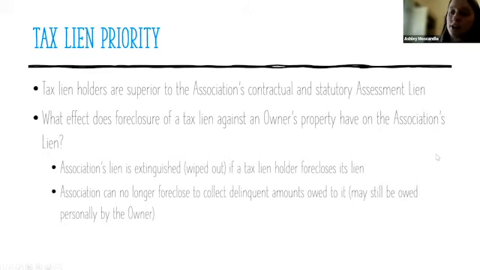As I note here, that obviously also means that the association can no longer foreclose to collect delinquent assessments that are owed to it, but they are probably still owed personally by the owner. So you could still get a judgment and garnish wages or bank accounts or things like that.